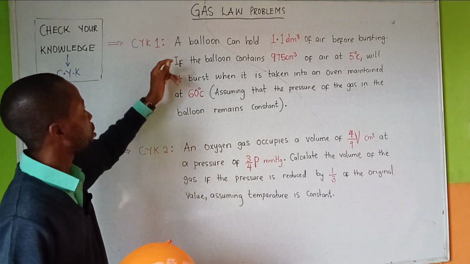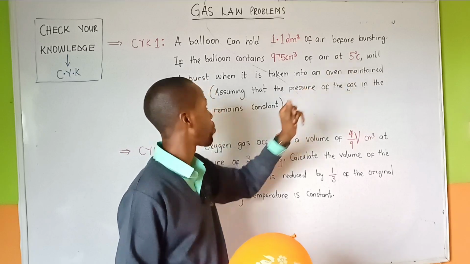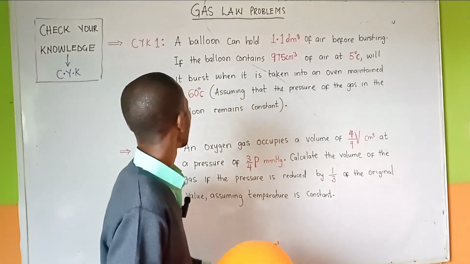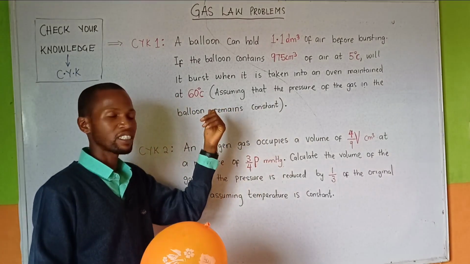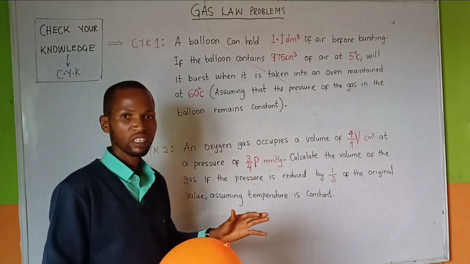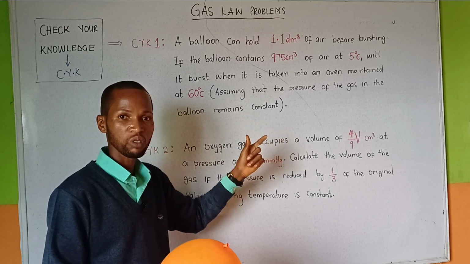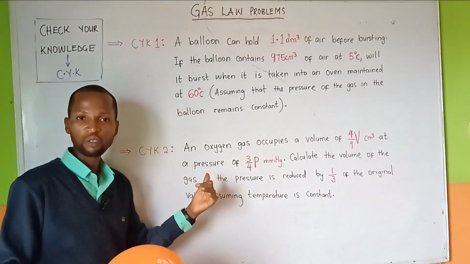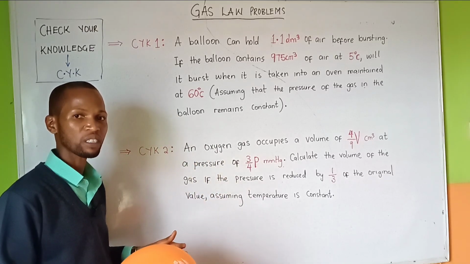The first question, CYK1, we have a balloon can hold 1.1 dm³ of air before bursting. If the balloon contains 975 cm³ of air at 5 degrees Celsius, will it burst when it is taken into an oven maintained at 60 degrees Celsius, assuming that the pressure of the gas in the balloon remains constant? So I want to believe you know the gas law that is in relation to this particular question. So that's CYK1.